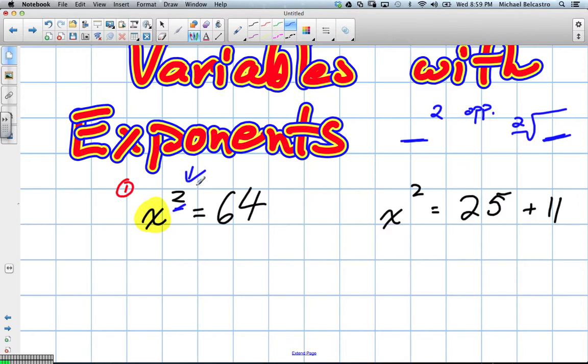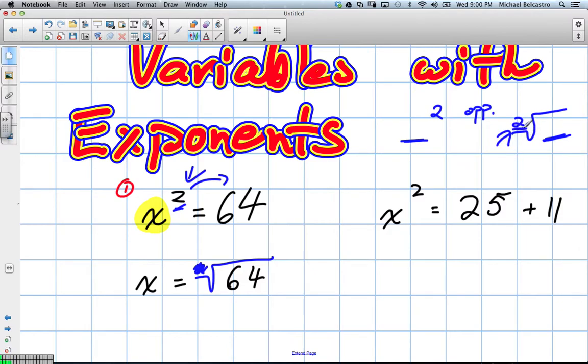So when they say bring something over, we use the opposite operation to bring something over. When we bring it over, we're left with x is equal to the second root of 64. In a lot of cases, they won't write the number 2 here. They just leave it like that. It looks like a square root. But if there's nothing there, we assume the number is 2 because we're looking for two numbers that multiply to equal this base. So we do square root in our calculator.